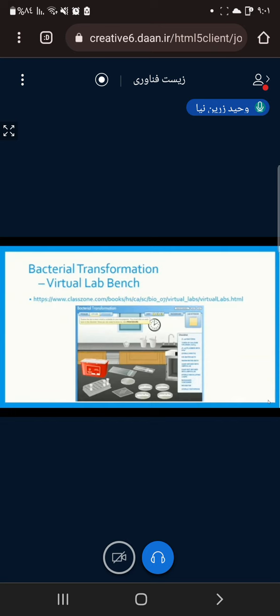Before we get into molecular level studying recombinant DNA, check out how recombinant DNA is made with this virtual lab bench activity. Pause the video, connect to this website, select bacterial transformation from the main menu.